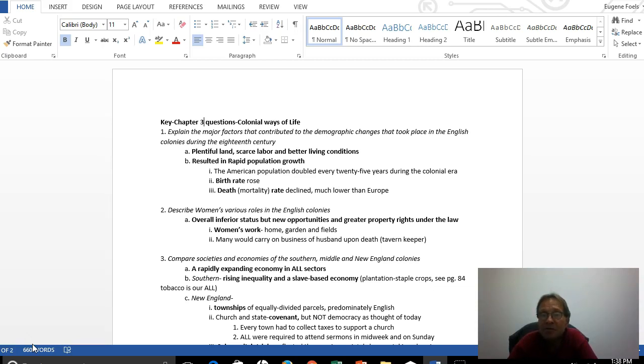And the living conditions in North America are a little healthier than they are in crowded Europe. And this resulted in a rapid population growth. Unbelievably, the American population doubles every 25 years in the colonial era. The birth rate rose and the mortality rate declines. The mortality rate is much lower than in Europe, and that's the main reason why the population explodes.